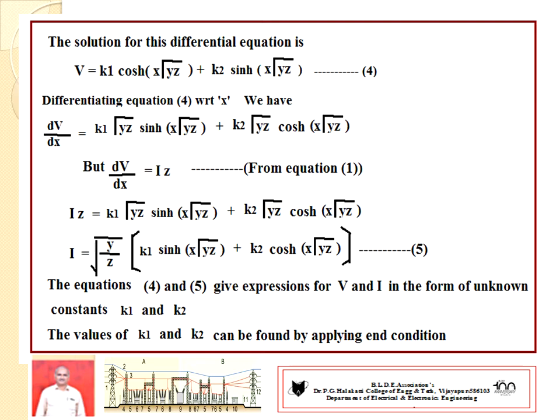This is equation 5. Equations 4 and 5 give voltage and current in terms of unknown constants K1 and K2. Hence, we have to determine these unknown constants. Then from equations 4 and 5, it is possible to determine K1 and K2.